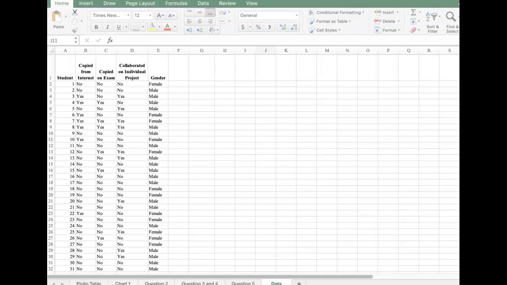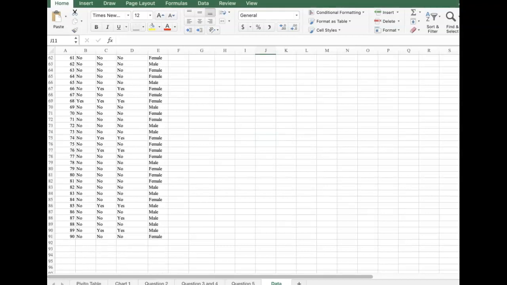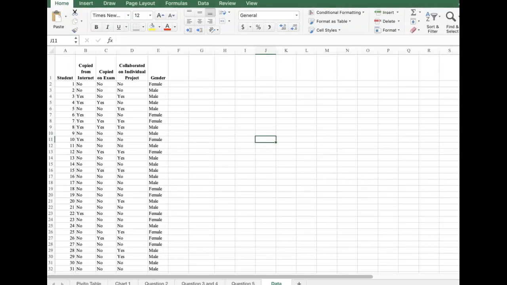Alright, so now you've downloaded your case study and you have something that looks similar to this. You have a whole bunch of students, about 90 of them, that we can see here. And they've answered questions from copied on exam, copied from the internet, collaborated on the individual project, and then we have gender.